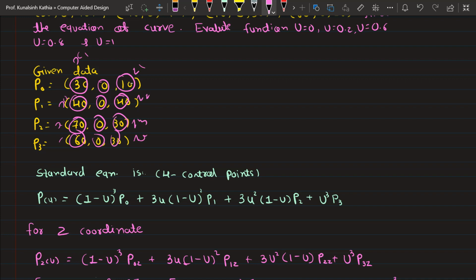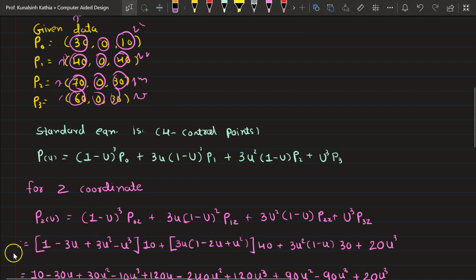and z4, right? I'm just putting that equation here: P0z, P1z, P2z and P3z. 1 minus u cube, 1 minus u square, 1 minus u, and the multiplication with 3 gets its power increased by 1, 3u square. This is the standard equation. You can understand it by rewinding this video.